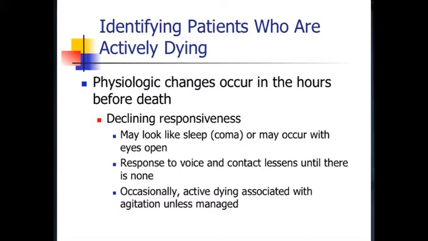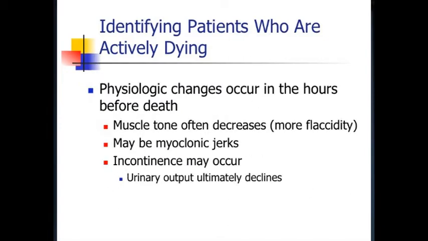The response to voice and contact tends to lessen over time until there's none, and occasionally active dying is associated with agitation even at the very end of life. We try to prevent that, obviously. Muscle tone often decreases and patients become flaccid during a period of active dying. But there may be myoclonic jerks, and sometimes families need education about what this is and what the meaning of this is. Any patient with encephalopathy from any cause will have a high likelihood of myoclonus.